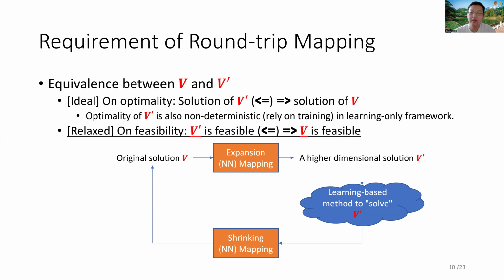Specifically, we expect the equivalence between V and V prime. The ideal expectation is that we have equivalence on optimality. However, this is too strict in a learning-based framework, since the optimality of V prime is still non-deterministic and relies on the training. So we achieve a relaxed version, in terms of feasibility on constraints. We try to ensure that if the solution V in the higher dimensional space is feasible, then a shrinking mapping solution V in the original space is also feasible.